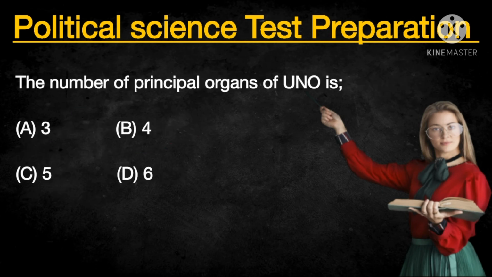Question: The number of principal organs of UNO is A. 3, B. 4, C. 5, D. 6. Its correct answer option D, 6.